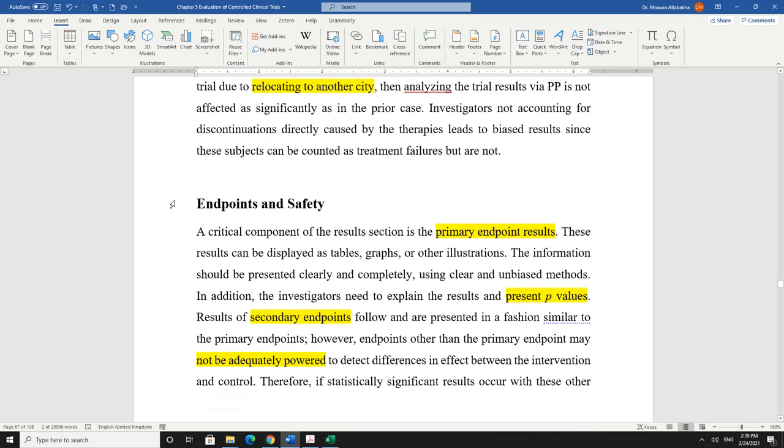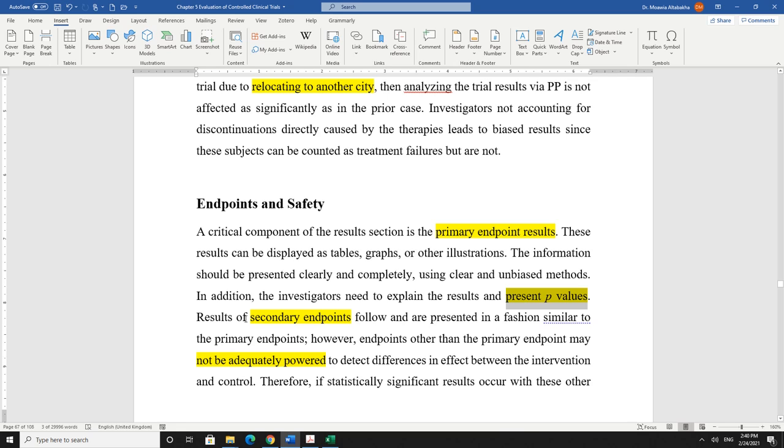Okay? Now, endpoints and safety. Of course, the most important thing, and this should be your focus, is the primary endpoint results. And usually they are presented along with p-values. And as I told you, p-values will determine if there are significant differences between the two groups or not. But secondary results, secondary endpoints, if you remember when we talked about it, can also be presented, and they will be presented in a similar way to that of primary. I mean, I may put the 95% confidence interval, or I may use the p-value, etc.